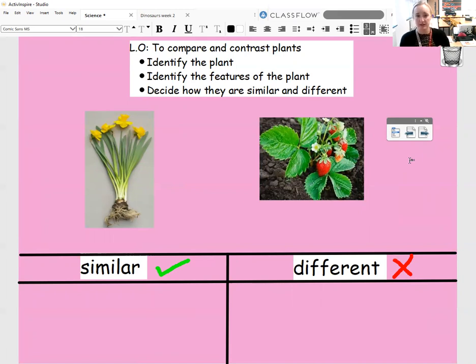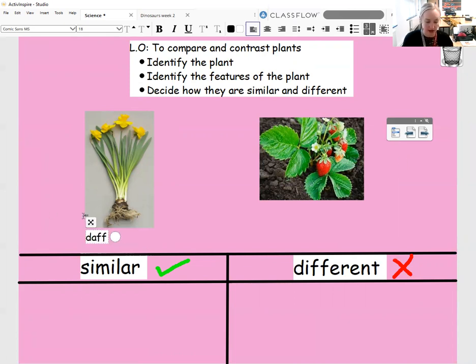So just spend a second, identify the plant. Say what the names of the plants are, and then say the features of the plant. Just pause the video now and say, this is a, and I know it has. So just have a little think. Fab, so I'm going to go through that.